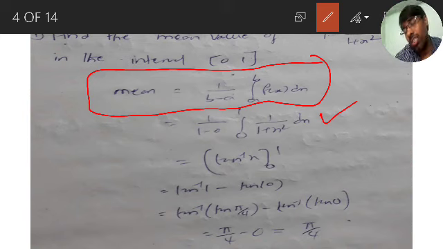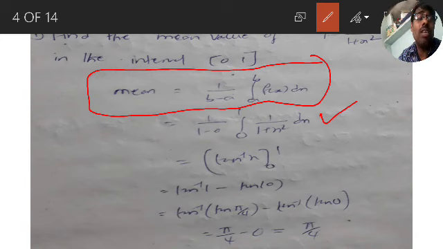Integration of 1 by 1 plus x square is tan inverse x. By the fundamental theorem of integral calculus, integrate, then upper limit minus lower limit. So 1 by 1 minus 0, that is 1, integration 0 to 1, 1 by 1 plus x square. Integration of 1 by 1 plus x square is tan inverse x. If you don't know these basic standard formulas, then you should go back to the first chapter, read all the formulas, then come back. So this is tan inverse x from 0 to 1.